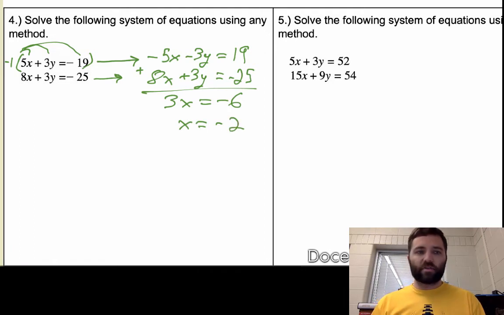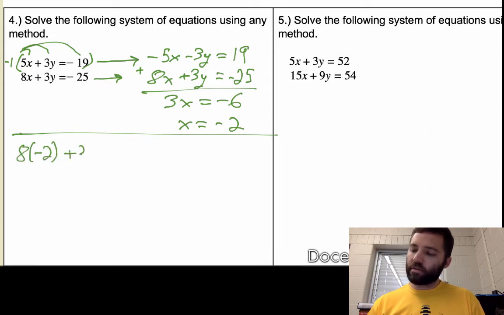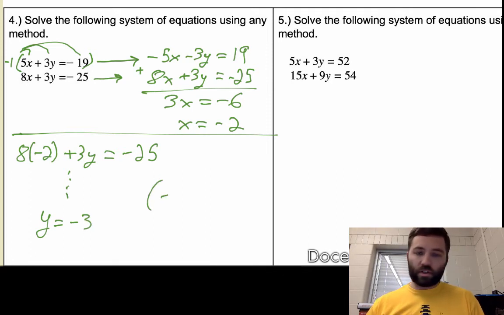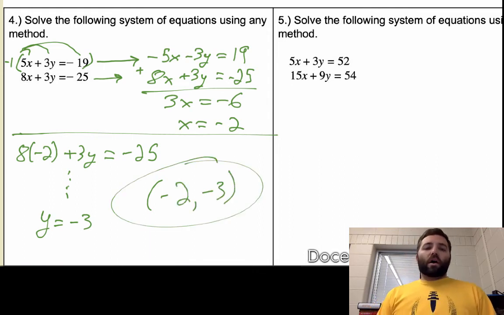Now, I'm not done yet. I have to go figure out what y is. But that's okay, because once I have one variable, I can pick either equation over here on the left, and I can just plug the number in. So if I plug in -2 for x, this is what I get. So I get 8 times -2 plus 3y is equal to -25. I'm going to spare you the time here. You do some algebra. You might want to do it and then check and see what you get, but I'm going to get y equals -3. And so my solution is -2 comma -3. That's my answer.